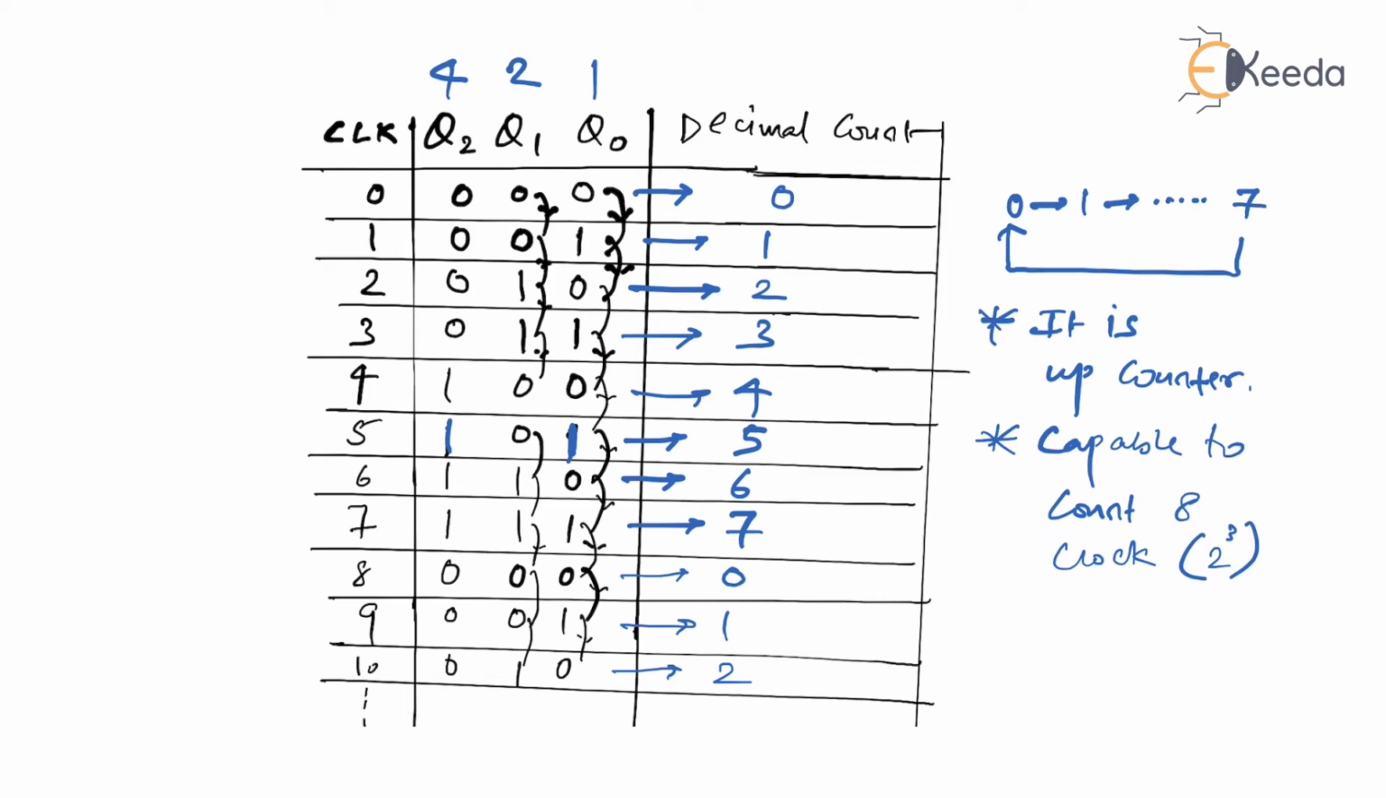2 raised to n, what is n? Size of the counter, which is 3 bit here. So 2 raised to 3 is what? 8. Therefore, it is capable of counting 8 clock pulses. So in a way, this relation has come like 2 to the power 3, and therefore, I can call this counter even an 8 is to 1 counter also.